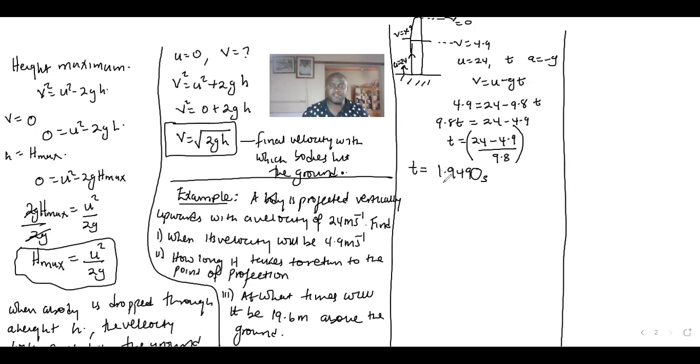I forgot to derive for you that definition. How long it takes to return to the point of projection. In this case, they're asking you for what we call time of flight. How is time of flight computed? Time of flight is when the particle is projected from the ground like this one. It goes and it comes back to the same level which it was projected from. This is the level of projection.